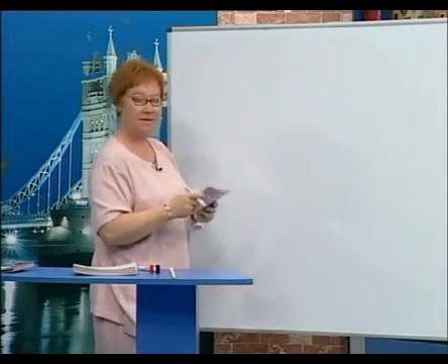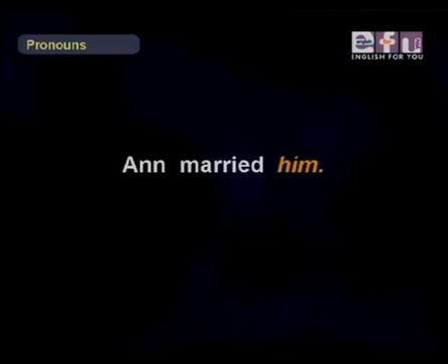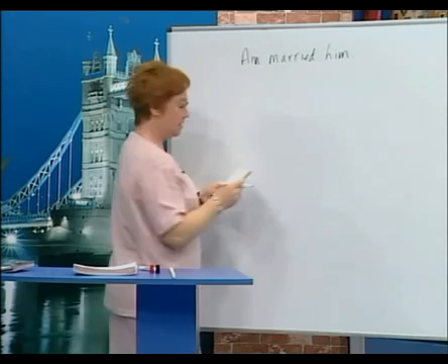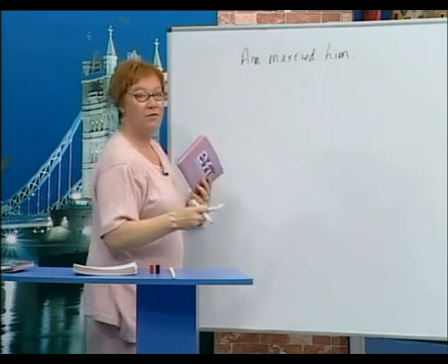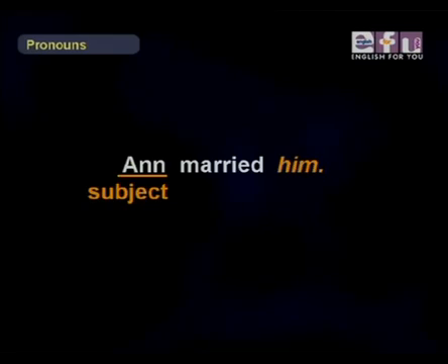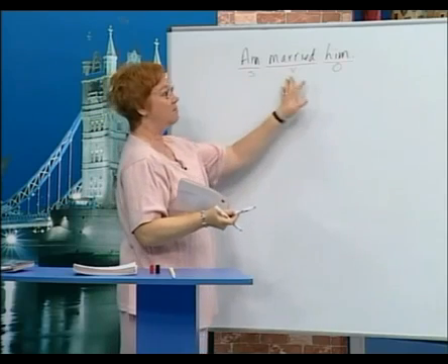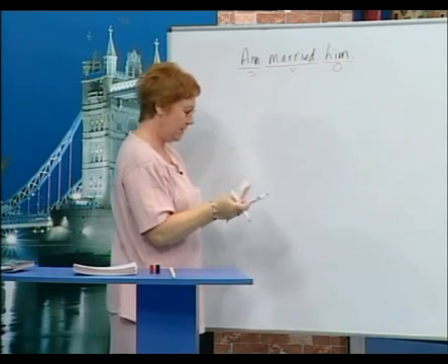And here are some examples. Anne married him. Now, if we look at this, we see Anne is the subject, married is the verb, and him is the object. Anne married him. All right?